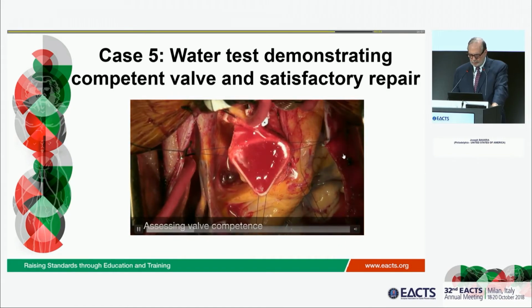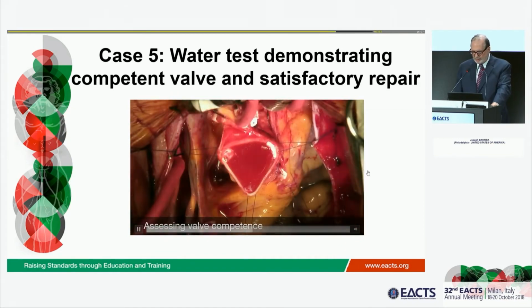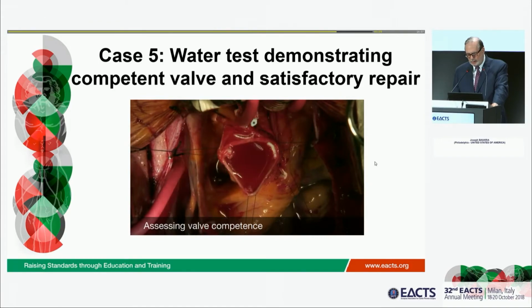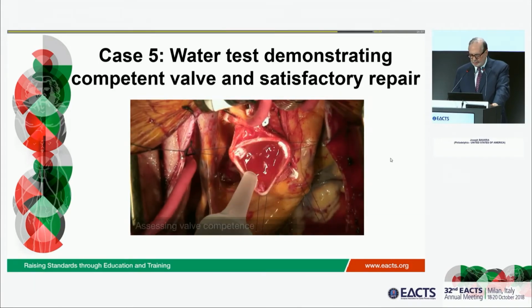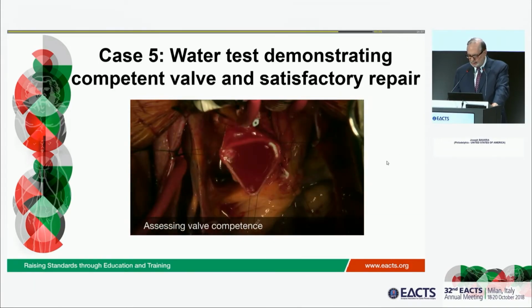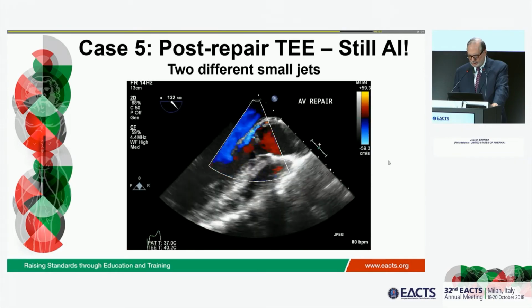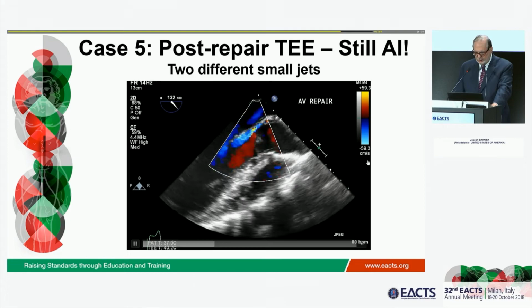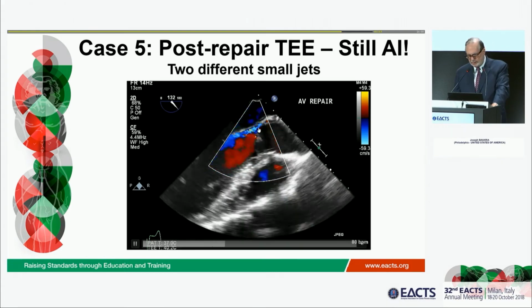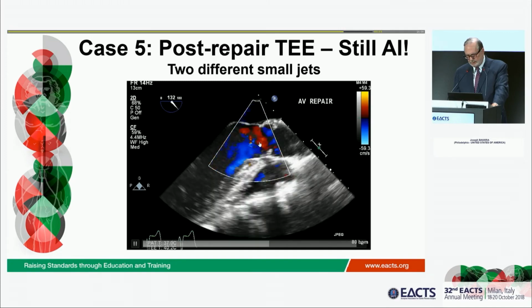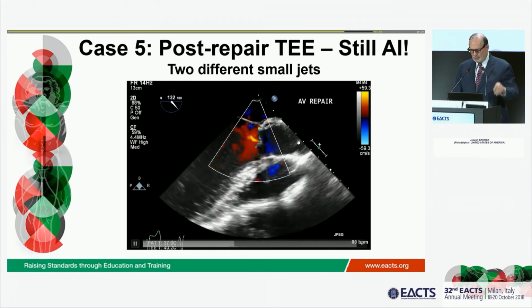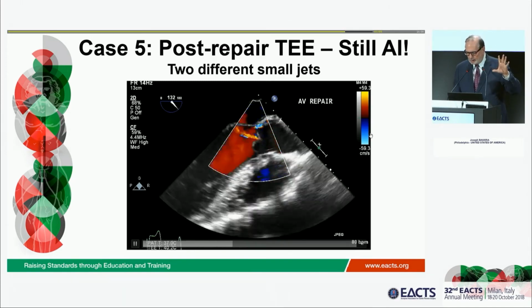So in this particular case, we're assessing valve competence. He's only 29 years old. I'm happy with the valve repair. It looks reasonably decent. And I'm going to just go ahead and close and look at the echo. And here's my echo. And you can see that I've got a little leak here on the commissural leak. And I've got a leak here at the coaptation zone. So I'm not totally happy in a 29-year-old.